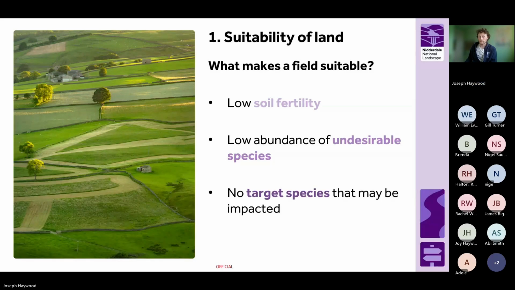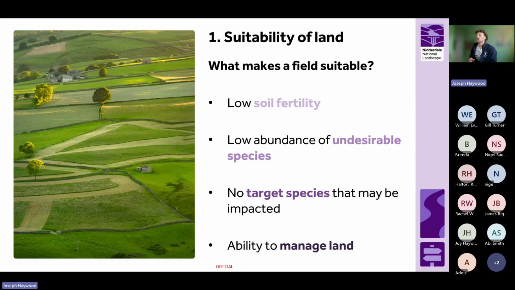There might be some pretty nice species already present in your field, and we don't really want any unintended consequences when trying to restore it. So we need to ensure that we've understood our land and know any target species that may already be there.